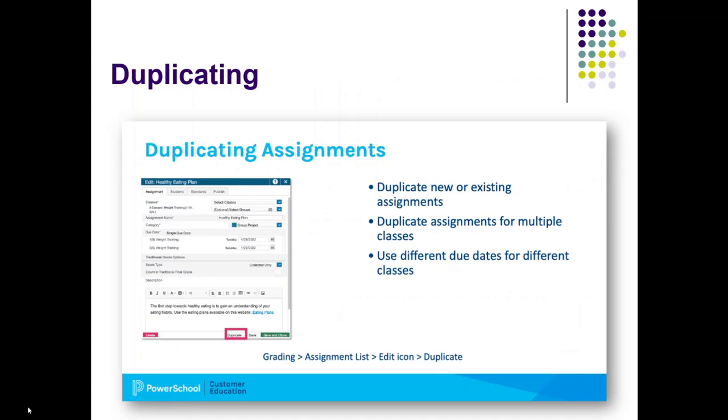You could also duplicate assignments. So if you go to grading, you'll see your assignment list. Click on the edit icon, and once you do that, you can click on duplicate. Duplicating new or existing assignments is what you'll be able to do across multiple classes, and you can use different due dates for different classes. So again, the idea is to save you time. So if you teach 4 variations of the same math, you have 4 different sections, you could set up your assignments in one and then copy them over to the other 3.